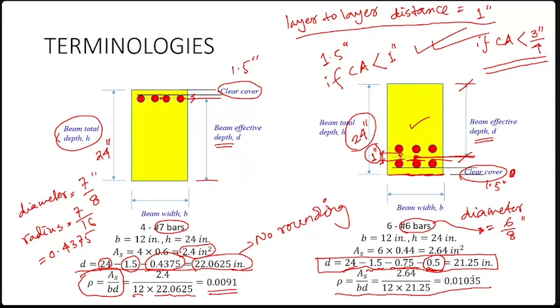Stirrup is not included. Even if you have some bars on the other side, for example, in the first beam, we have shown 4 bars, but there must be 2 small bars on the other side just to hold the stirrups in position. We are not going to consider those two bars. They will be there, but they are useless. Their whole purpose is to hold the stirrups in position. Similarly, every beam will have two small diameter bars on the other side just to hold the stirrups in position. We are not going to consider them.